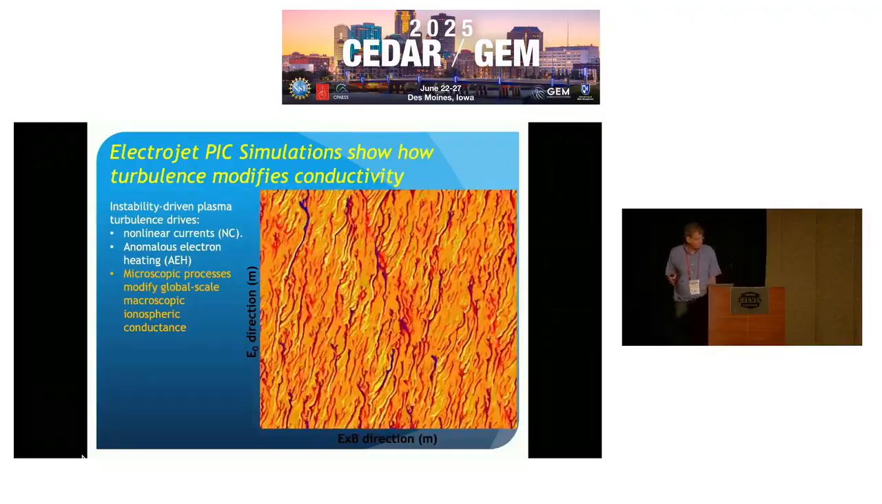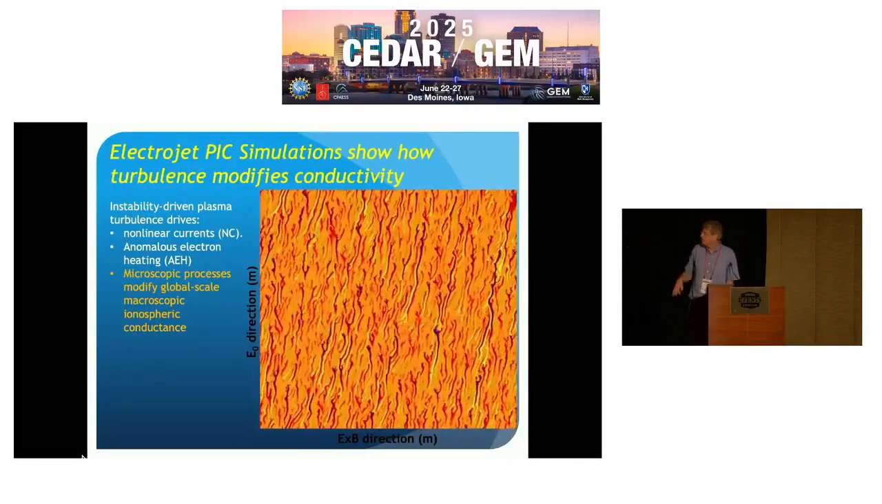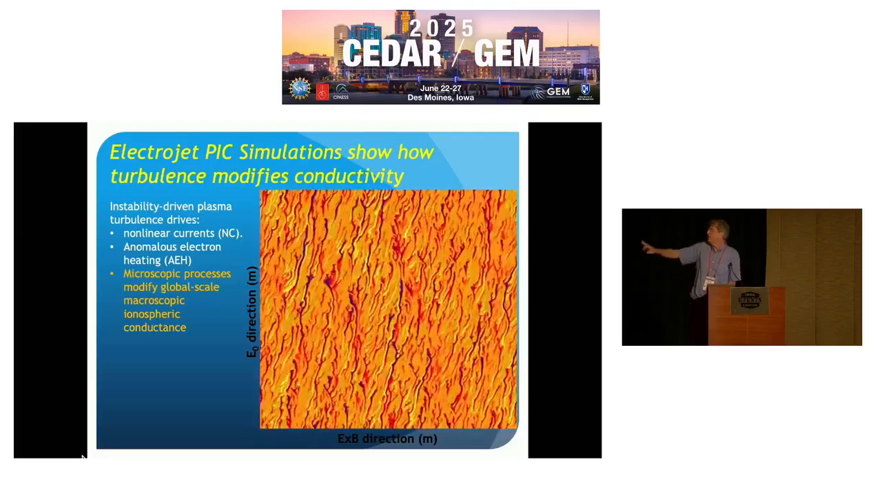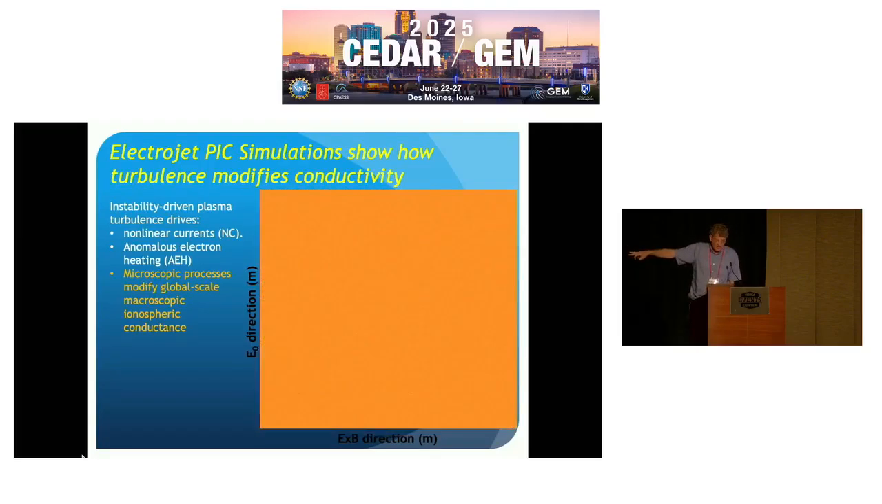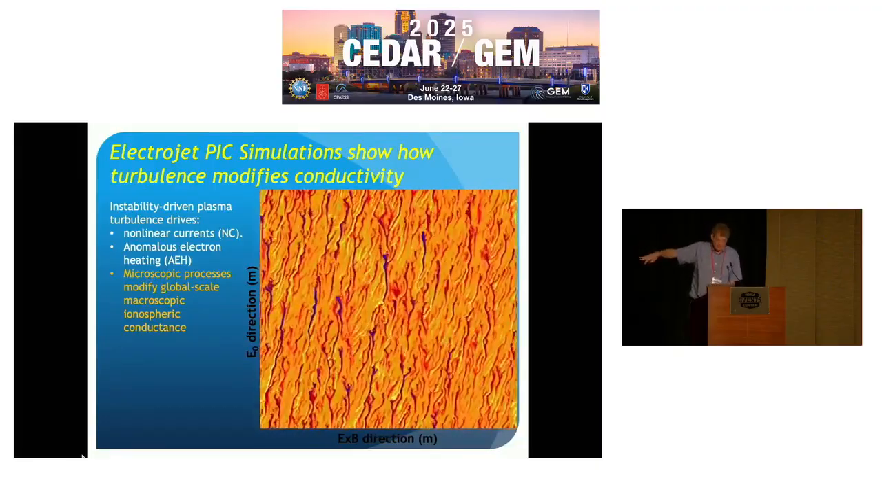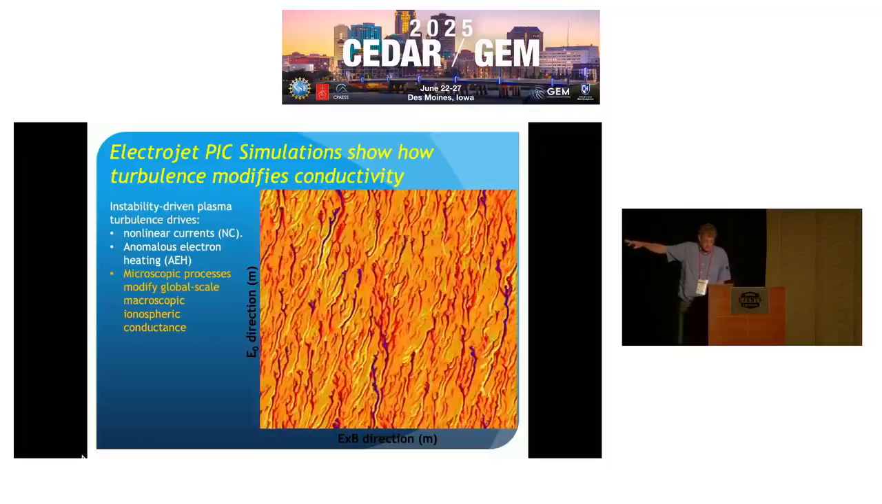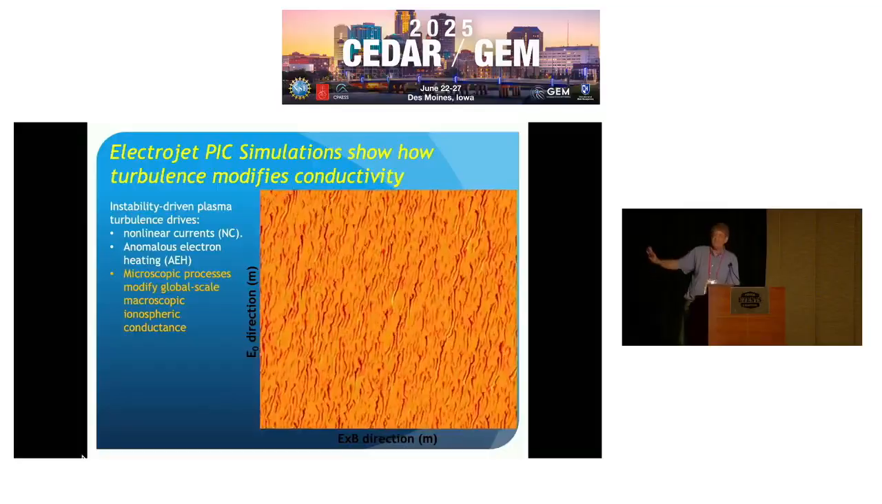These are sort of the kinds of simulations we could do about 15 years ago. And what you're seeing is plasma density. It's in a box perpendicular to the magnetic field, so the magnetic field goes into the board. You see high density and low density represented by different colors. You have the direction the current flows, which is the E0 direction.